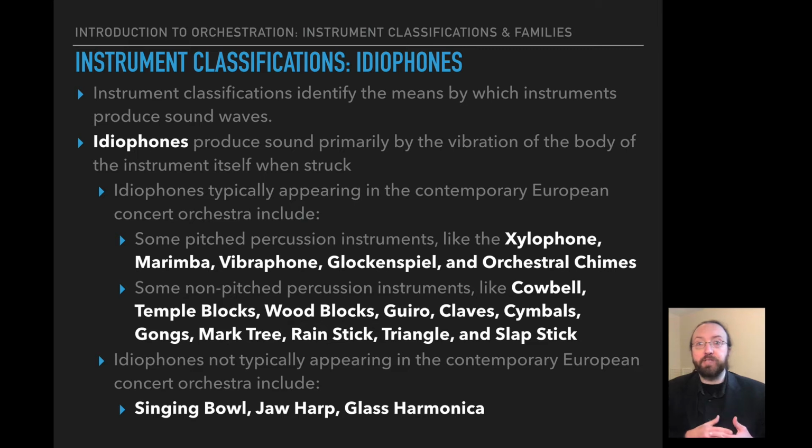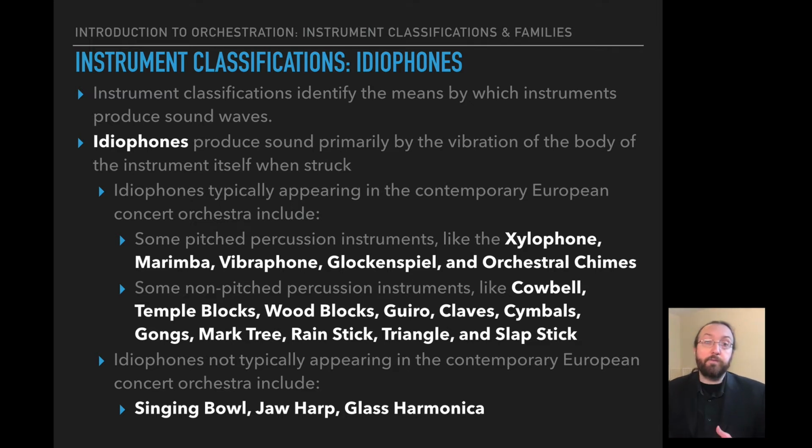So idiophones produce sound primarily by the vibration of the body of the instrument itself, oftentimes when it's struck, but it can also be bowed or produce sound in other ways. Because of this, we often find idiophones in the percussion section. Idiophones typically appearing in the contemporary European concert orchestra can include some pitched percussion instruments like xylophone, marimba, vibraphone, glockenspiel, and orchestral chimes, and some non-pitched percussion instruments like cowbell, temple blocks, wood blocks, guiro, clave, cymbals, gongs, mark tree, rainstick, triangle, and slapstick, and many other percussion instruments.